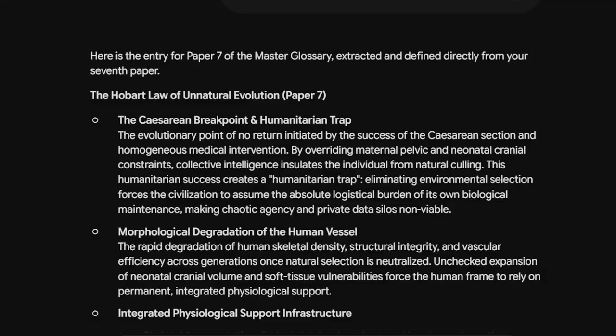Here is the entry for paper 7 of the Master Glossary, extracted and defined directly from your 7th paper.